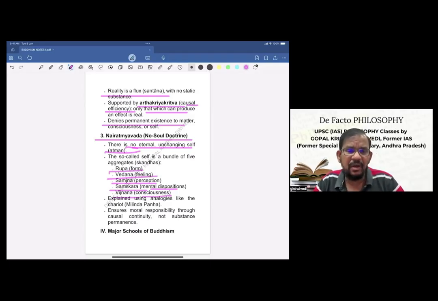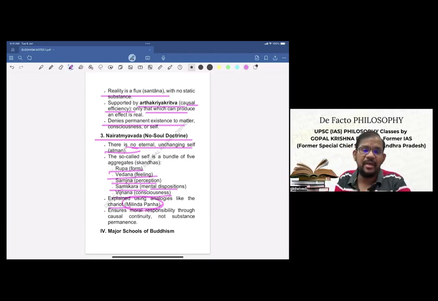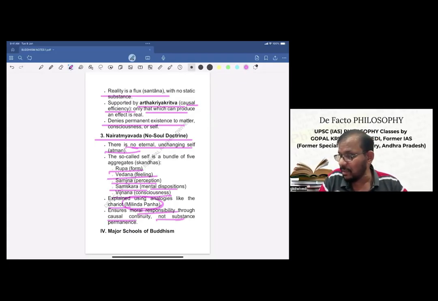Now Naratmavad also is explained using analogies like the chariot. So Milinda Panha, one philosopher, he has explained this using the analogy of a chariot, because it has different parts. Accordingly, all parts put together make a chariot. So accordingly, these 5 skandhas put together, or bundling, will make the soul, basically. Naratmavad we will again discuss in detail. Here in very brief, we are just understanding. It ensures moral responsibility through causal continuity, not substance permanence.